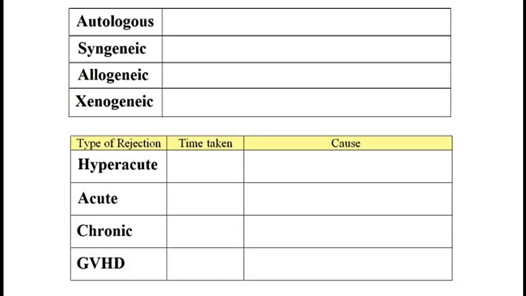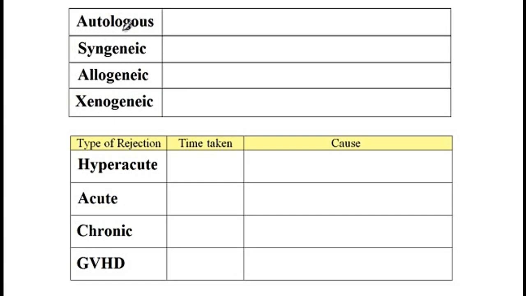This video covers the terminology for different forms of transplant, different types of transplant rejection, as well as the immunosuppressant medications that are used to prevent acute transplant rejection. So there are 4 types of transplant that can be used, and these are autologous, syngeneic, allogeneic, and xenogenic.